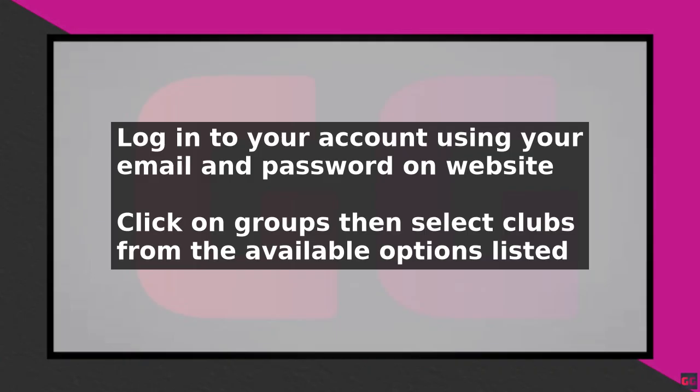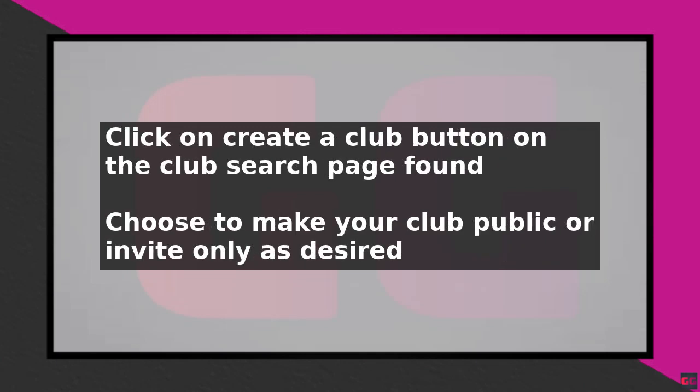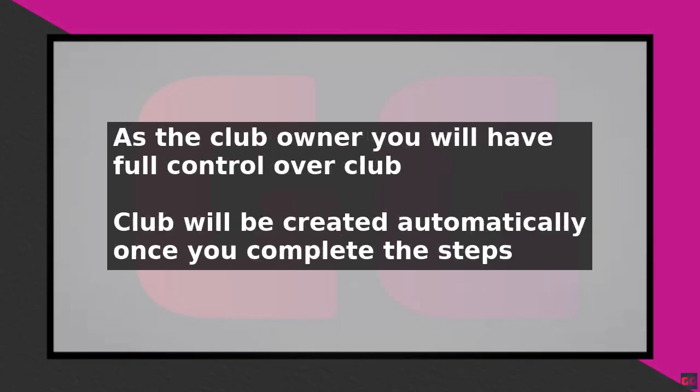more. At the bottom of the page, click on Groups, then select Clubs from the options that appear, which include active, challenges, and clubs. This will take you to the club search page, where you'll find a Create a Club button. After clicking on this button, you can choose to make your club public, allowing anyone to join, or invite only. As the club owner, you will have full control over the club, and it will be created automatically once you've completed these steps.